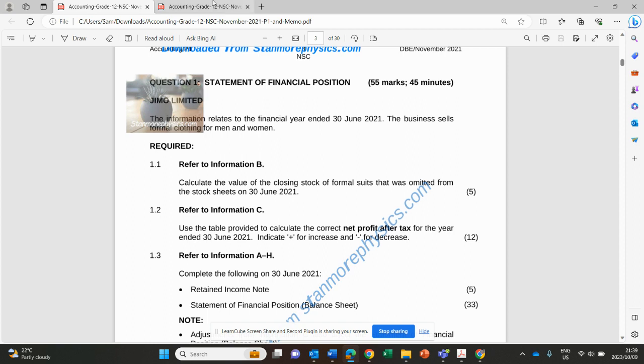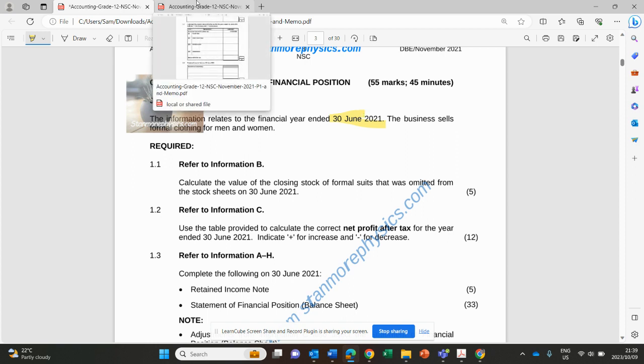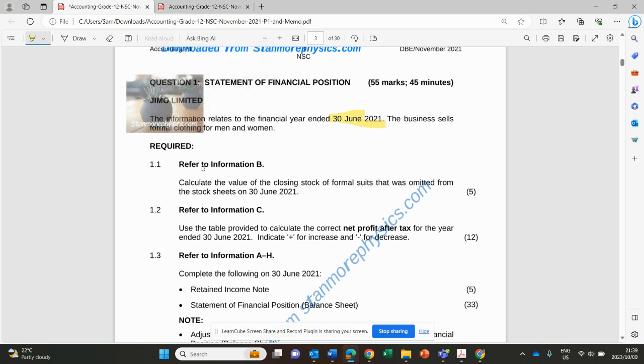Now, the important part is the year end of the company, which is 30 June 2021. The first requirement, 1.1: they're looking for the value of the closing stock of formal suits that was omitted from the stock sheet, but they said we need to refer to information B.